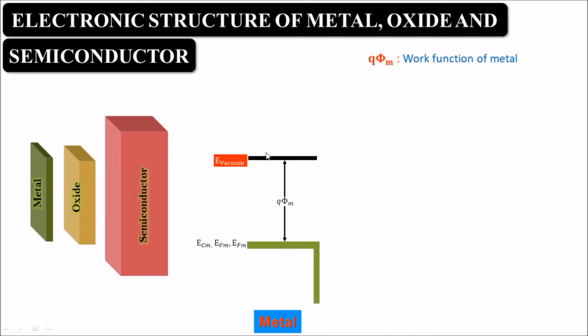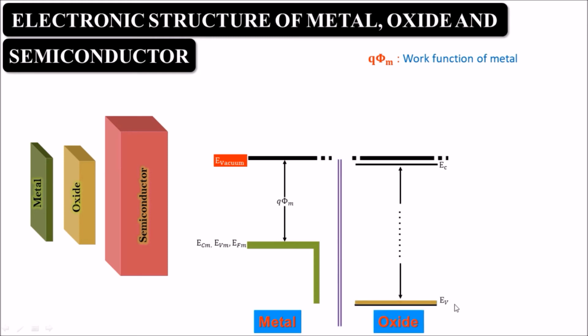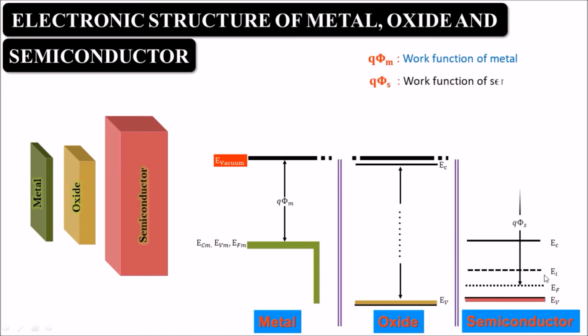And oxide is an insulator. That's why there will be a large gap between the valence band edge and the conduction band edge. And this semiconductor is a p-type semiconductor, and its Fermi level will be nearer to the valence band, and the energy required to move an electron from its Fermi level to the vacuum level is called the work function of the semiconductor.